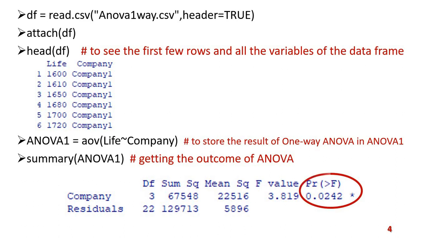Company 1 is different from company 2, 3 and 4, or company 1 and 2 is different from 3 and 4. What is the combination, or which of the companies are actually producing bulbs with a difference. So once we find that there is significant difference between the groups through our ANOVA, next we perform the Tukey test, and the command for that in R is TukeyHSD, and ANOVA 1, if you remember, is the name of the variable where we have stored the result of ANOVA.